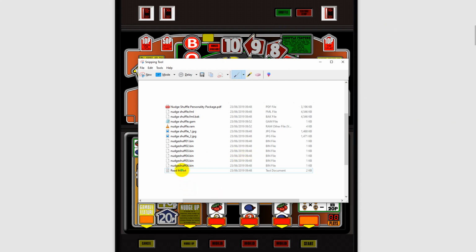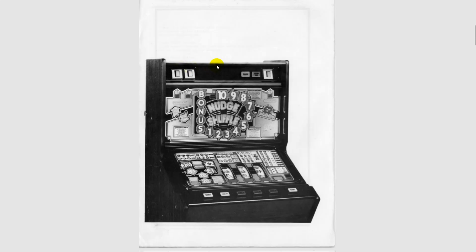There's a readme.txt, which isn't that unusual, and I will sometimes have a look at those. But the other thing in here was the Nudge Shuffle personality package PDF. So when I saw that file, I thought, well, I'm going to have a look and see what that's all about. And look at this, it's an ancient flyer for the machine itself.